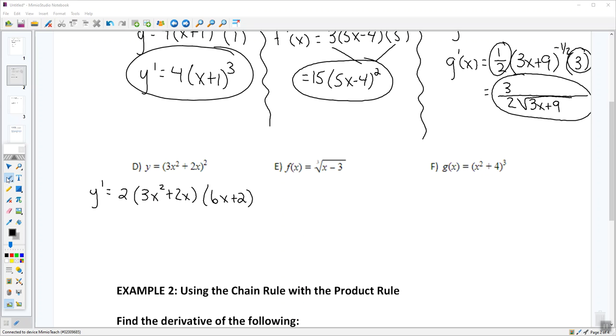We're ready on E right here. I don't like the way E is written. I'd probably write this as f of x equals what first here? x minus 3 to the 1/3. Okay. Anybody want to take a shot at it?